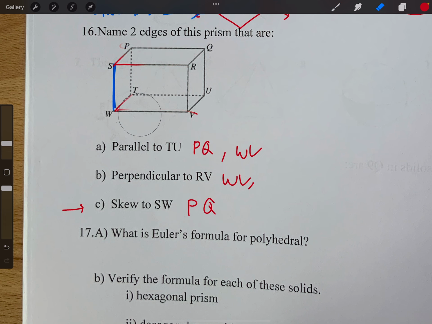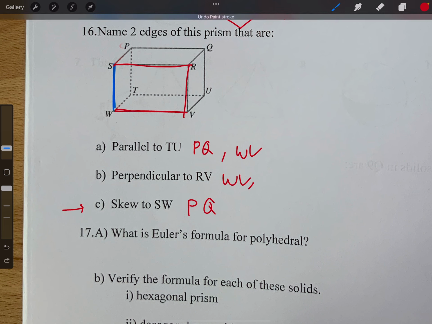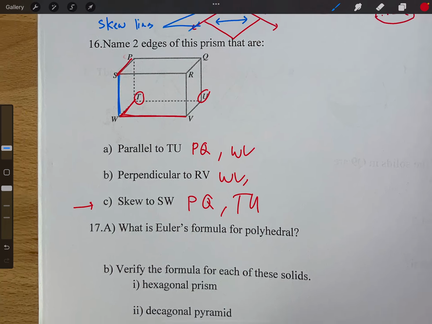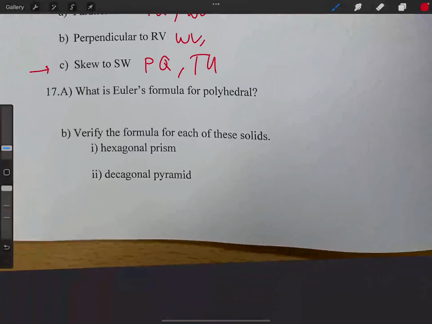Another one, we can't say for example WV, because maybe this line SW might lie on this plane. Maybe it's on this plane, and this is on the same plane. So we can't say any of these lines connected to it. We can say probably TU is another one. You can say that. All right, next one, question 17a.